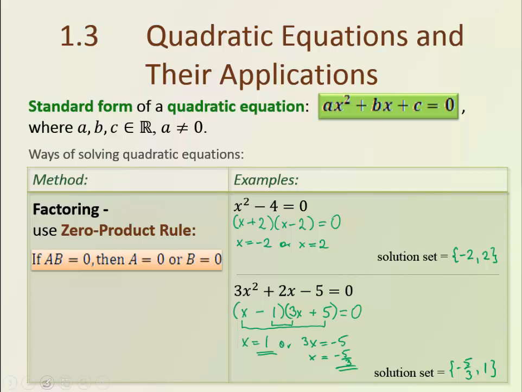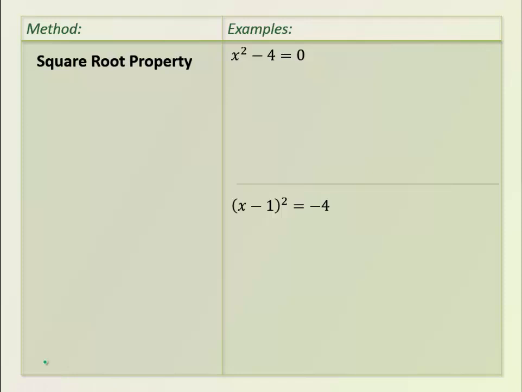So that's the well-known strategy by factoring and by using the zero product rule. How else can we solve quadratic equations? Another method is called the square root property. And this method works very well in the first example. Instead of factoring it like before, we could put the 4 to the other side and then apply the square root on both sides of the equation.